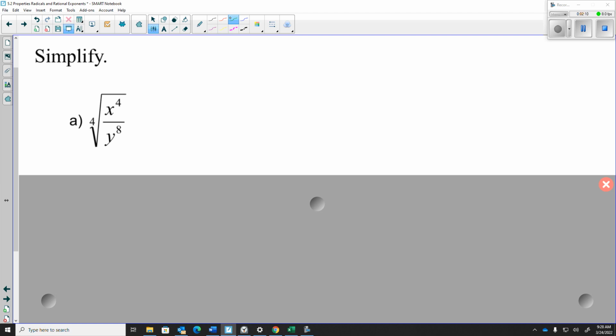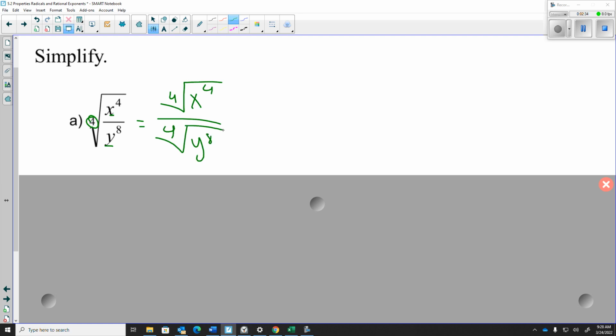Yep, so you're saying apply the root to both things. Brandon's saying split them up, right? That's the rule, because both these things are underneath a fourth root. So the rule is I can break them up. They're all underneath that root, so let's split them up. Let's give the root to both pieces individually. Fourth root of x to the 4th and fourth root of y to the 8th.